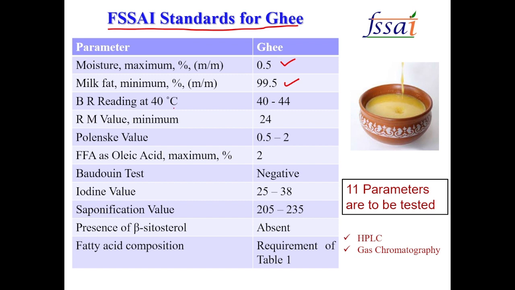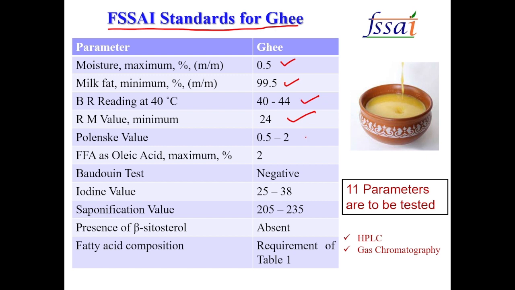And here the BR reading at 40 degrees Celsius would range between 40 to 44. So any deviation there is indicative of adulteration. Then RM value: the minimum RM value for all of India is now given by FSSAI as 24. Earlier it was state-wise and area-wise, with different standards in different areas, but now a single standard for the whole of India has been made: the minimum RM value for ghee should be 24.